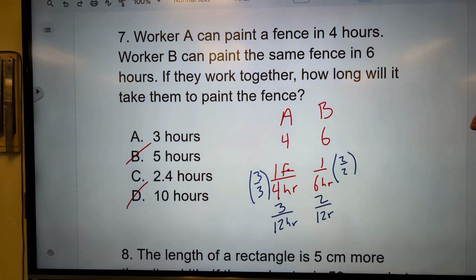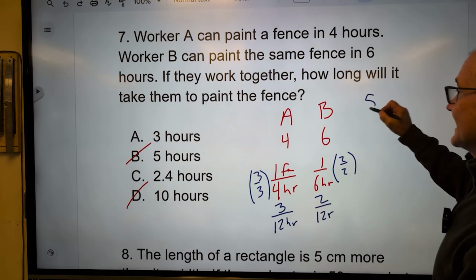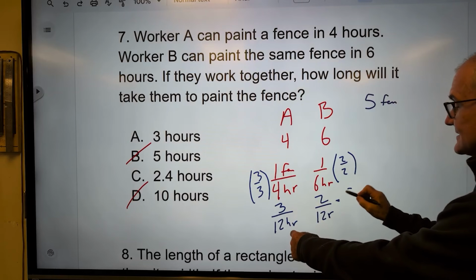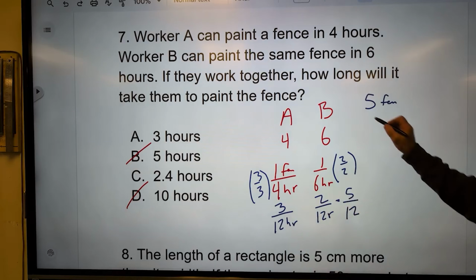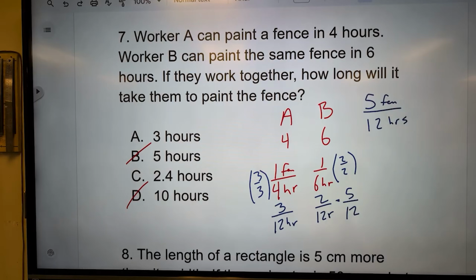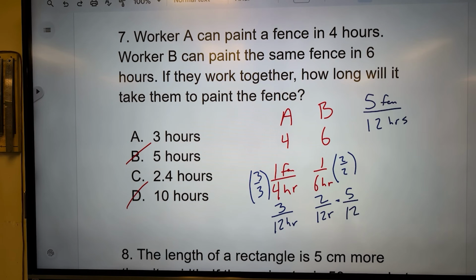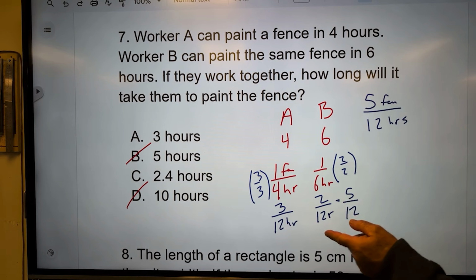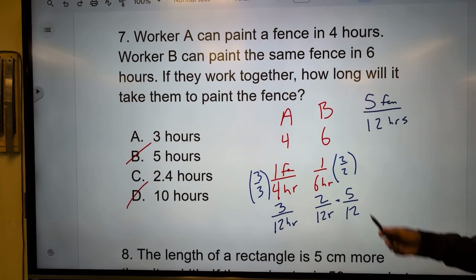So together they could do 5 fences. I'm going to add those fractions together, add across the top, keep the denominator the same. They could do 5 fences in 12 hours. This is a hard problem. So they do 5 fences in 12 hours. I want to know how long it takes them to do one fence. So hopefully this makes sense how I got a common denominator, got 5 fences in 12 hours.